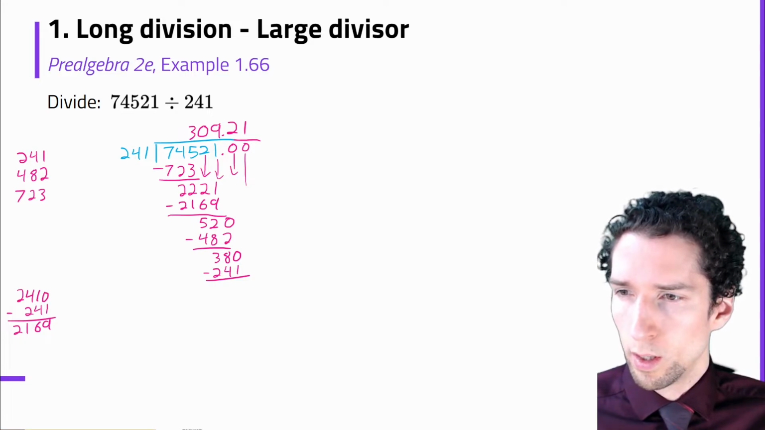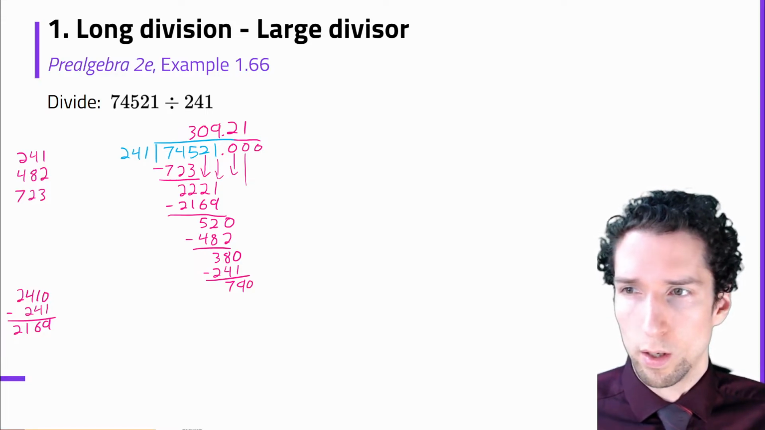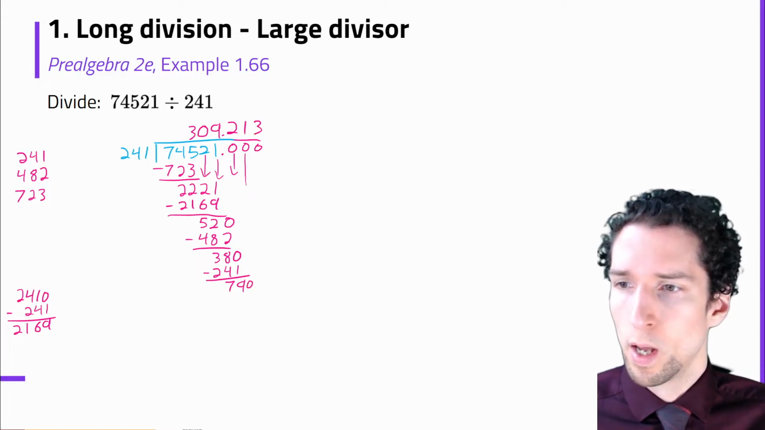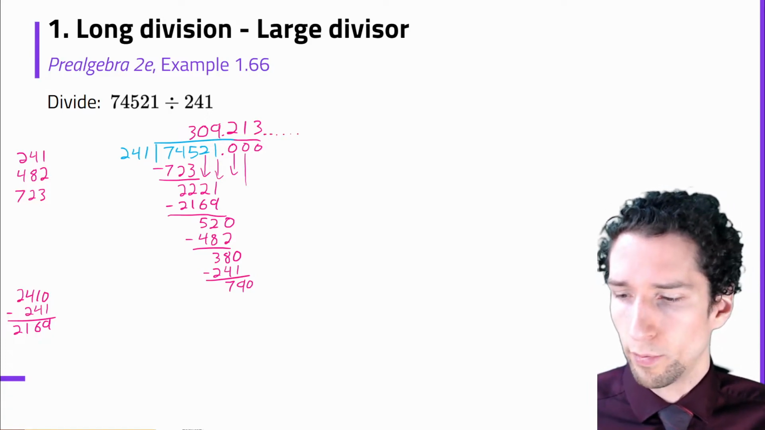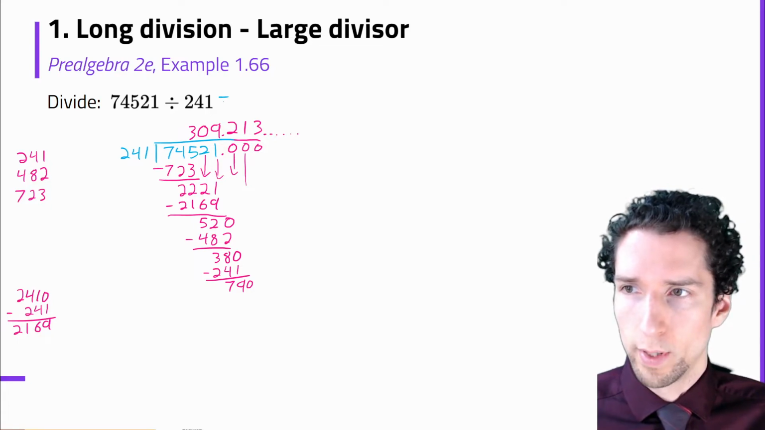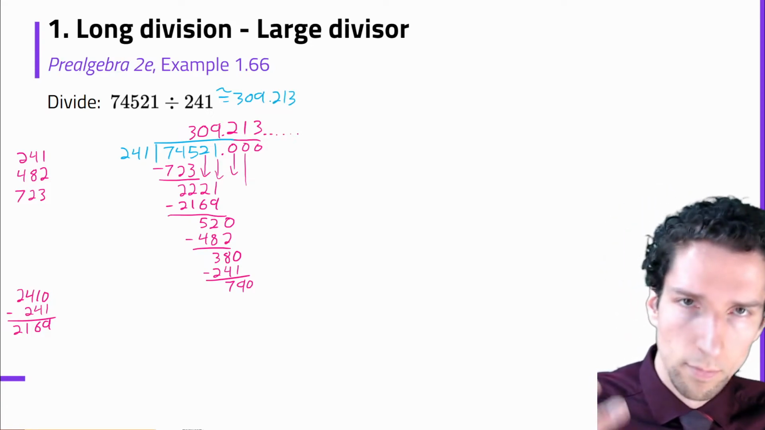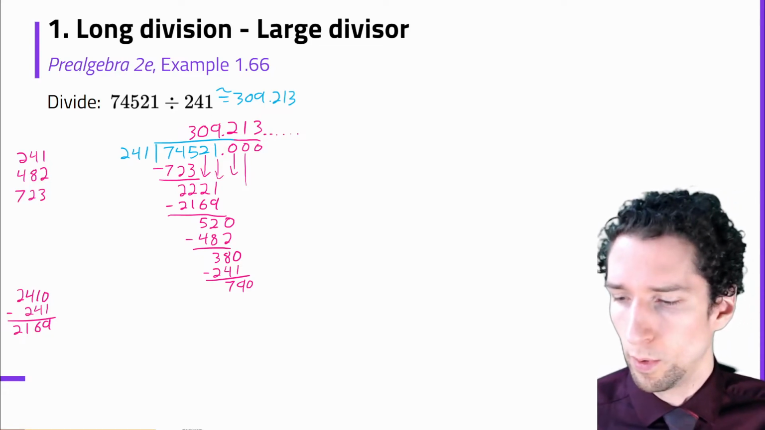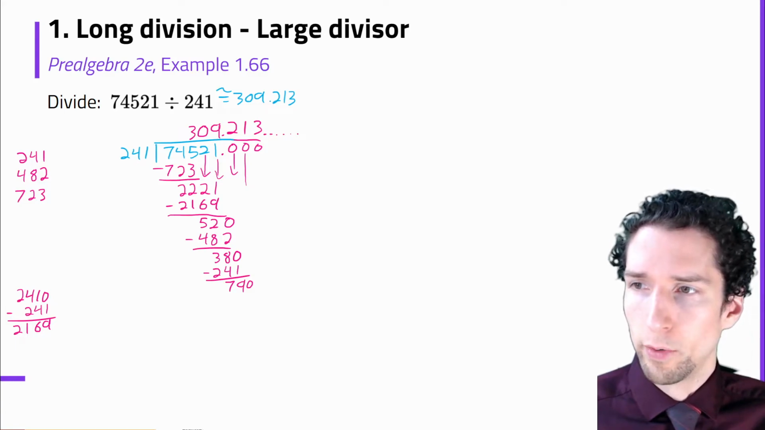All right, and that's 79, and we can add another 0. That would go in 3 times. And at this point I'm saying, yeah, this is probably enough. So this feels accurate enough. Let's say our result here is approximately 309.213. And then some more decimal places if we had lots of time. Okay, but often that's accurate enough.